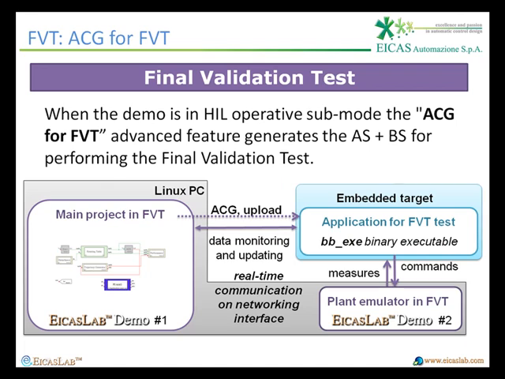When the demo is in final validation test submode, the SCG for FVT advanced feature generates the application software and basic software for performing the final validation test, implementing the real-time communication on networking interface for data monitoring, for providing mission signals and parameters value. In this way, the EICASLab RCP platform can perform data monitoring and updating with the target. The target sends commands to the plant emulator, executed in the EICASLab RCP platform through a second instance of EICASLab demo, and the plant emulator sends measures to the target.